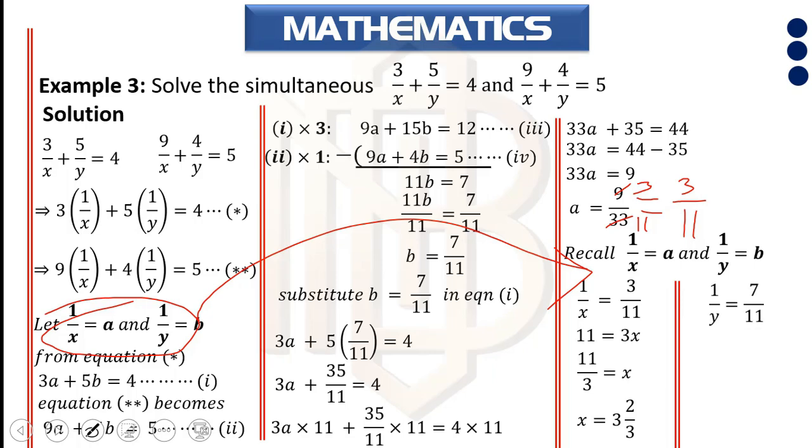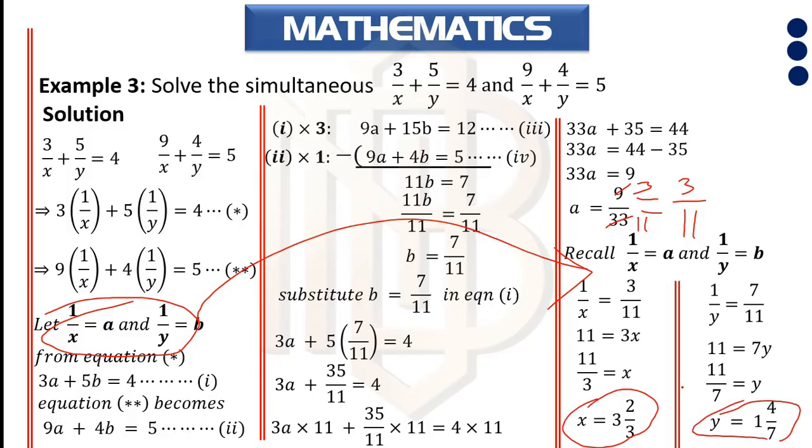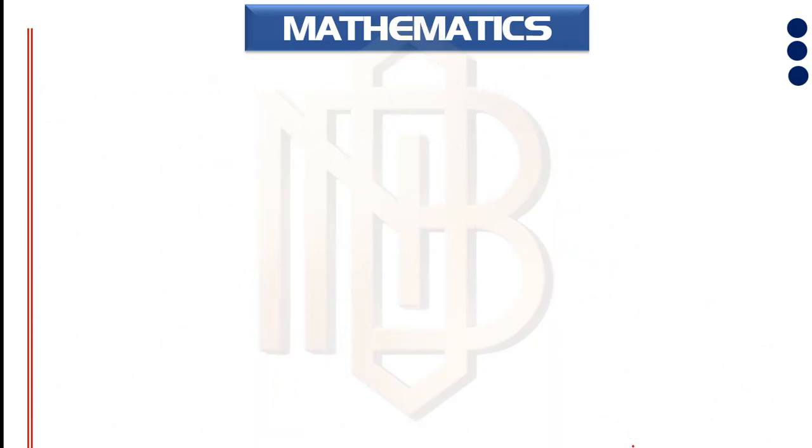In which case, we can then cross multiply to get our value of y after dividing both sides by 7. Okay, so our x value equals 3 and 2 over 3. Now the y value equals 1 and 4 over 7.